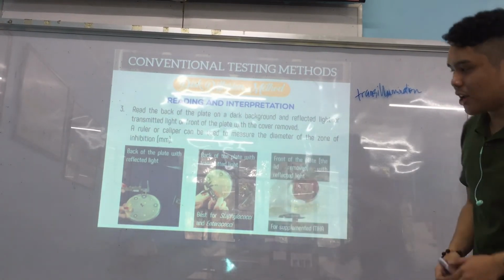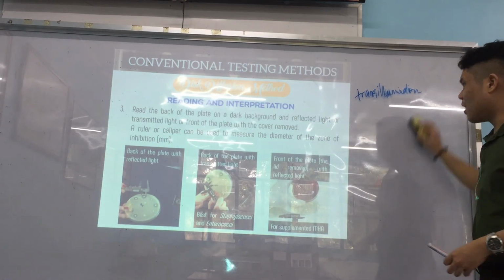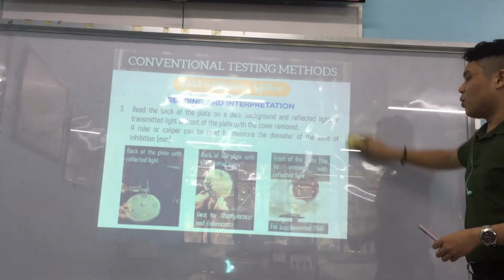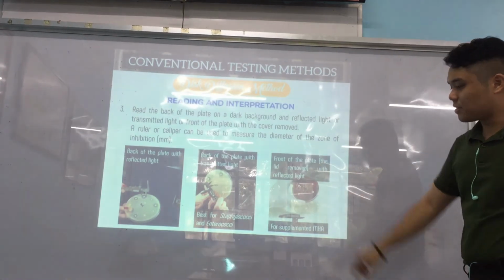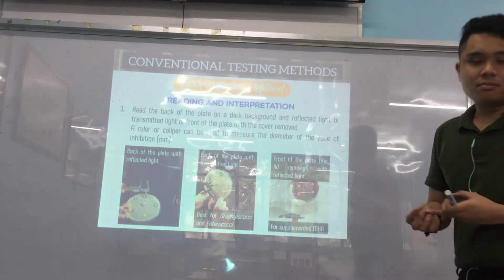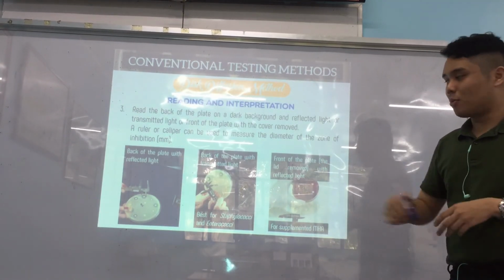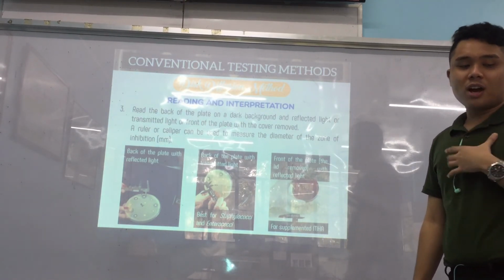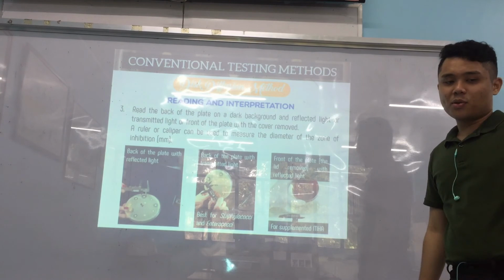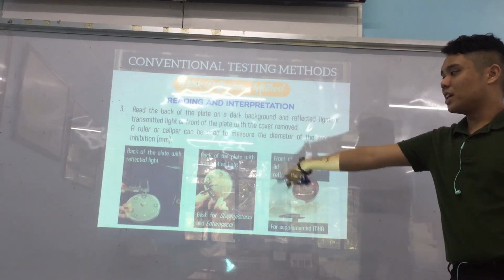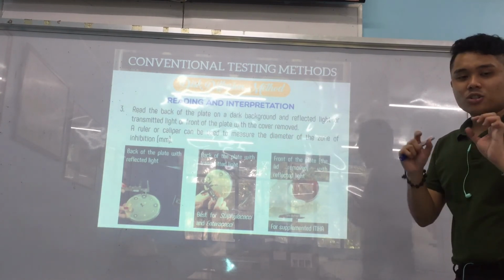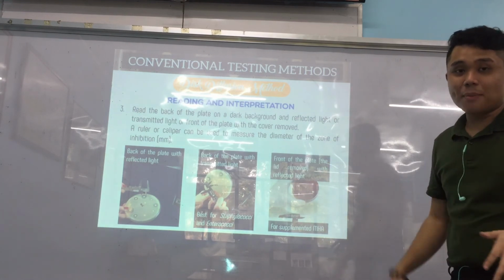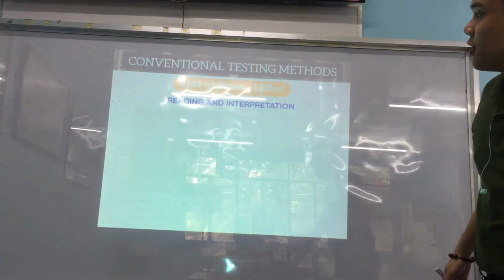And we can also open the plate and read the front of the plate, okay, with reflected light. Especially if the medium is supplemented, you can see the zone better, okay? So we open the lid. Alright? Okay, but usually, from my experience, it's the back of the plate with reflected light. So the first and second. Alright? So again, we measure from end to end, we measure the diameter. Okay. Ayan, so here's an example.